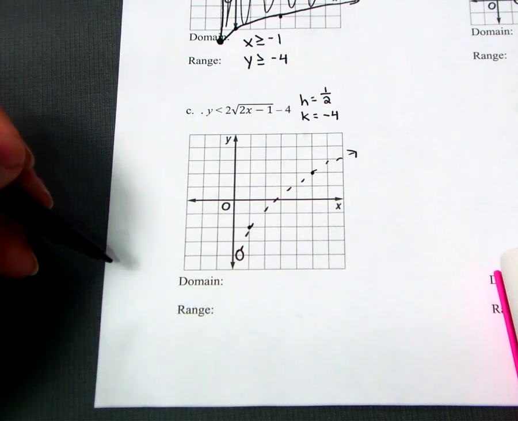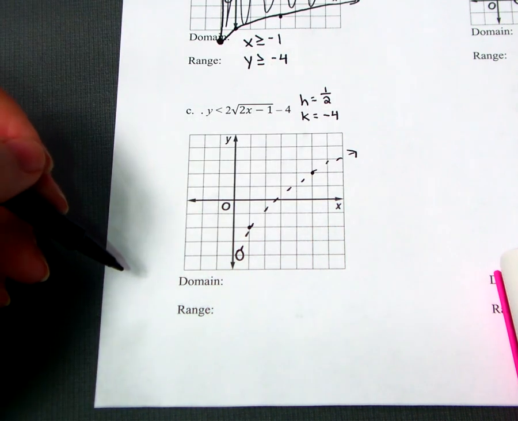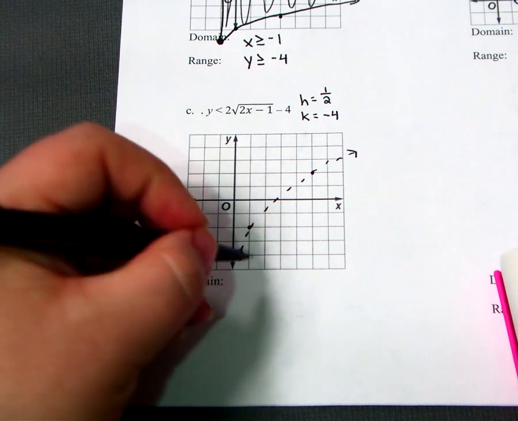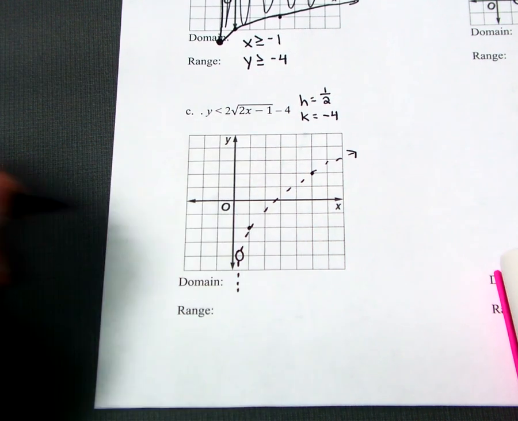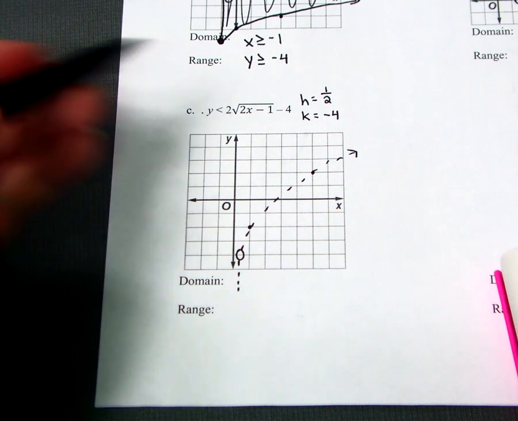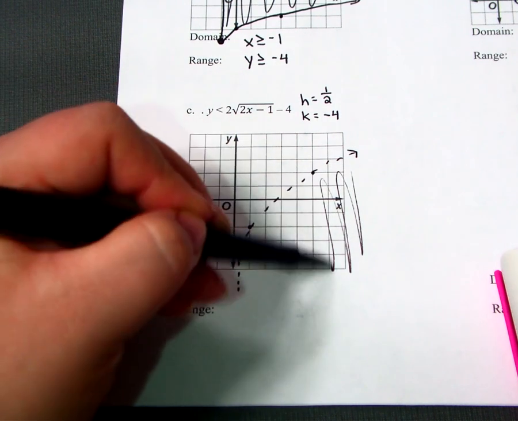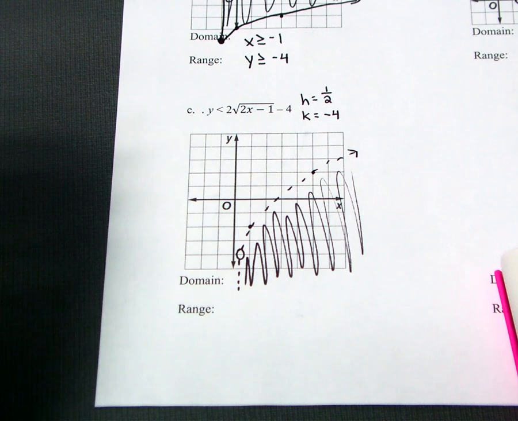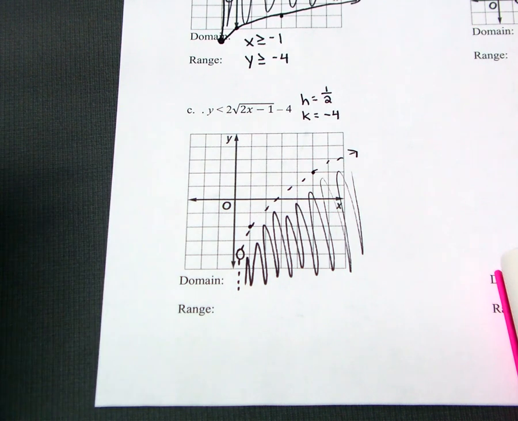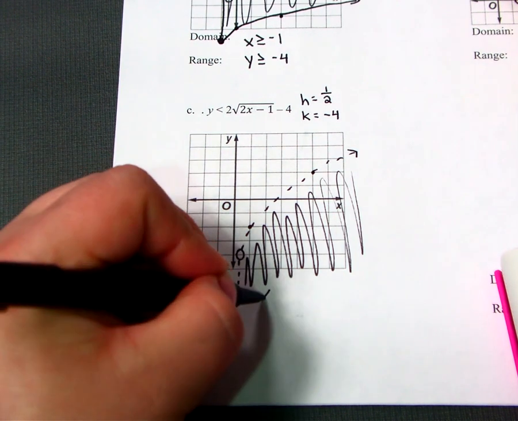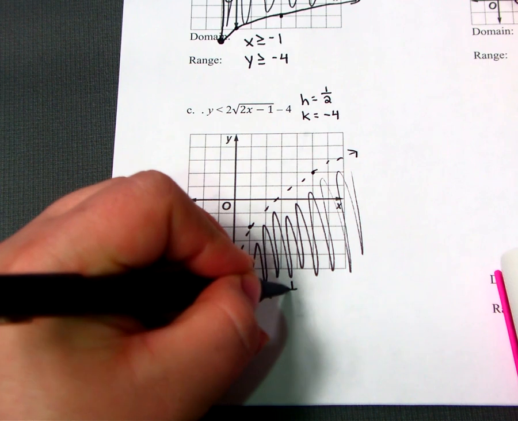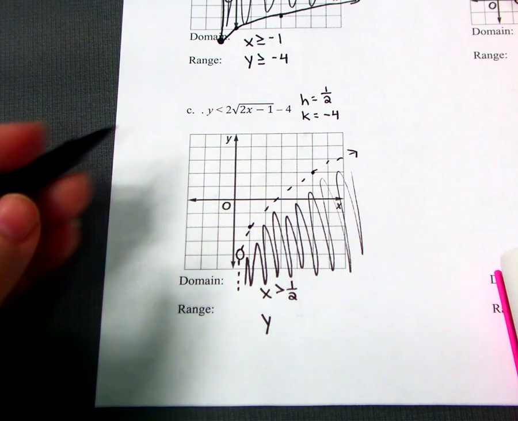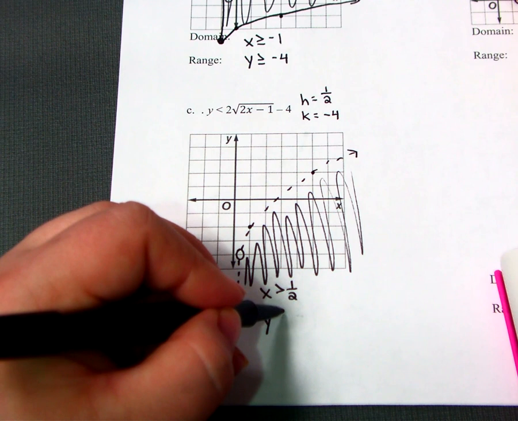This time it says y is less than. So my barrier is no longer going up because I'm not shading up. My barrier is only going down because I'm shading on the bottom. My domain is x is greater than 1/2, but my range this time is less than because I'm shading on the bottom.